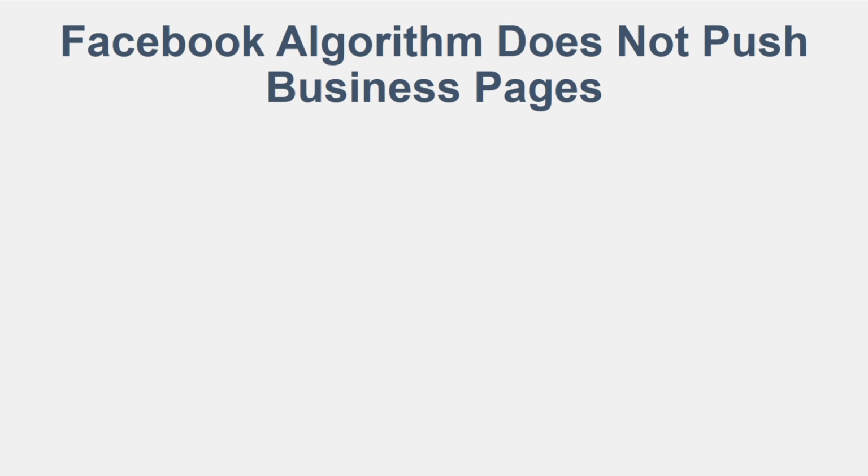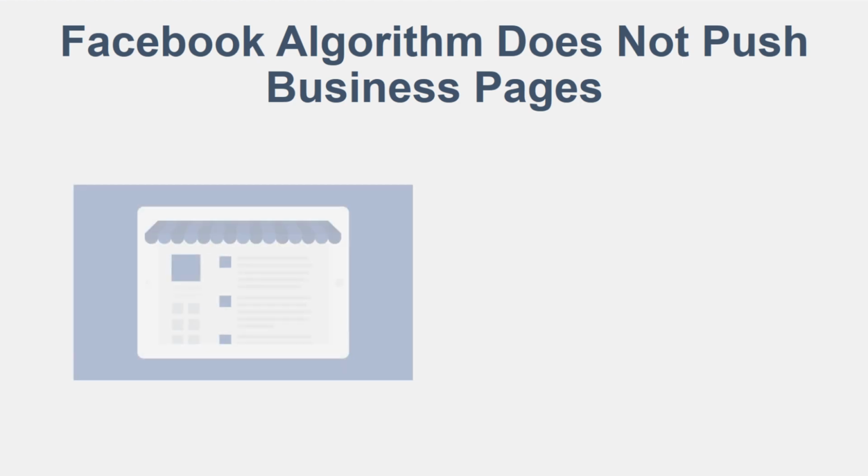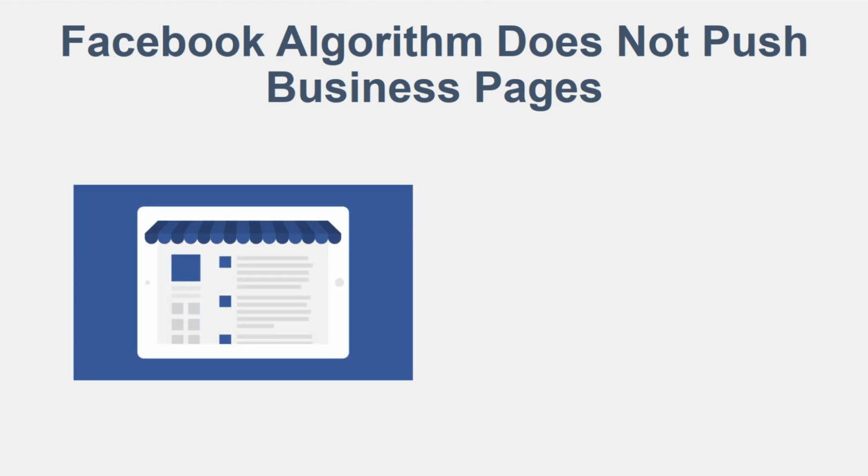So the Facebook algorithm does not push business pages. This is the first thing to understand when we are taking a look at Facebook marketing, when we're going to really be getting started with actually rolling through with this type of strategy. So the first thing is that they don't really actually push business pages. While business pages are great, you can put all of your information on there and people can find you, they don't push the traditional posts.